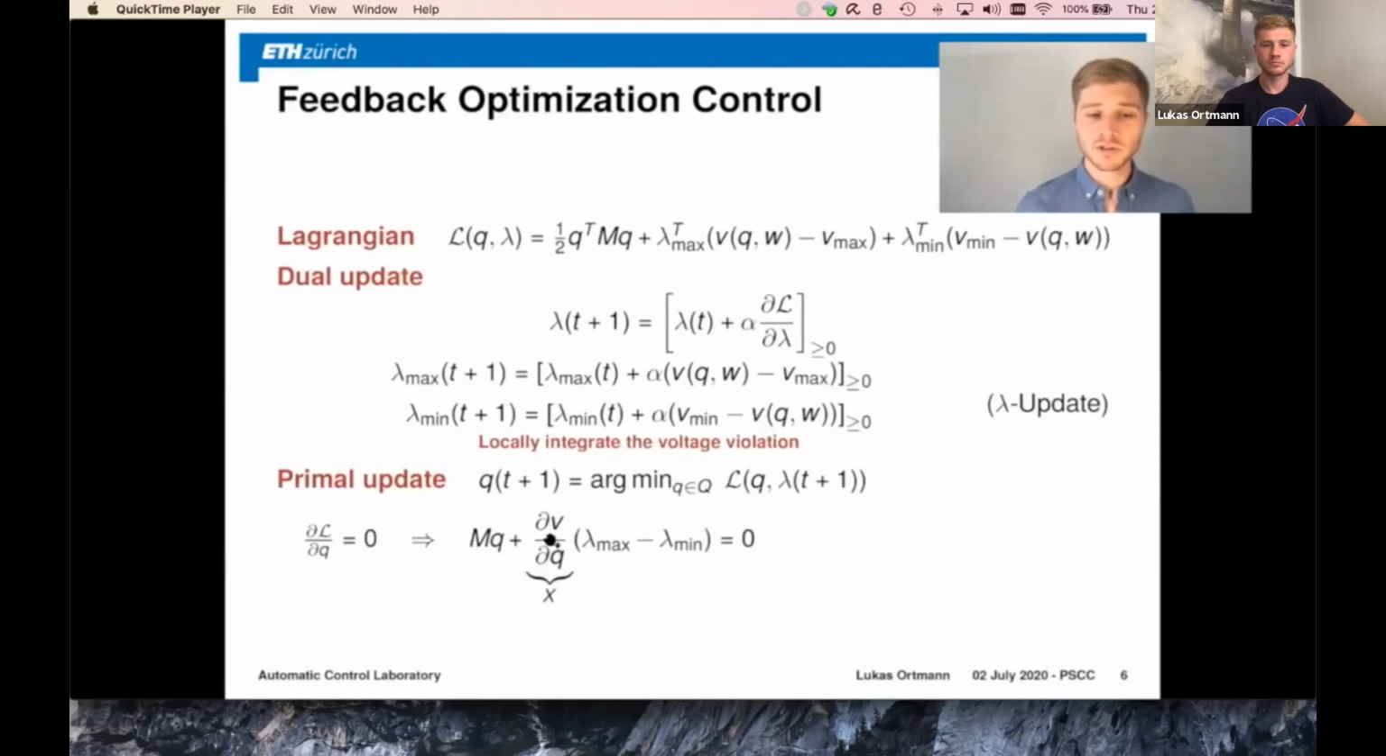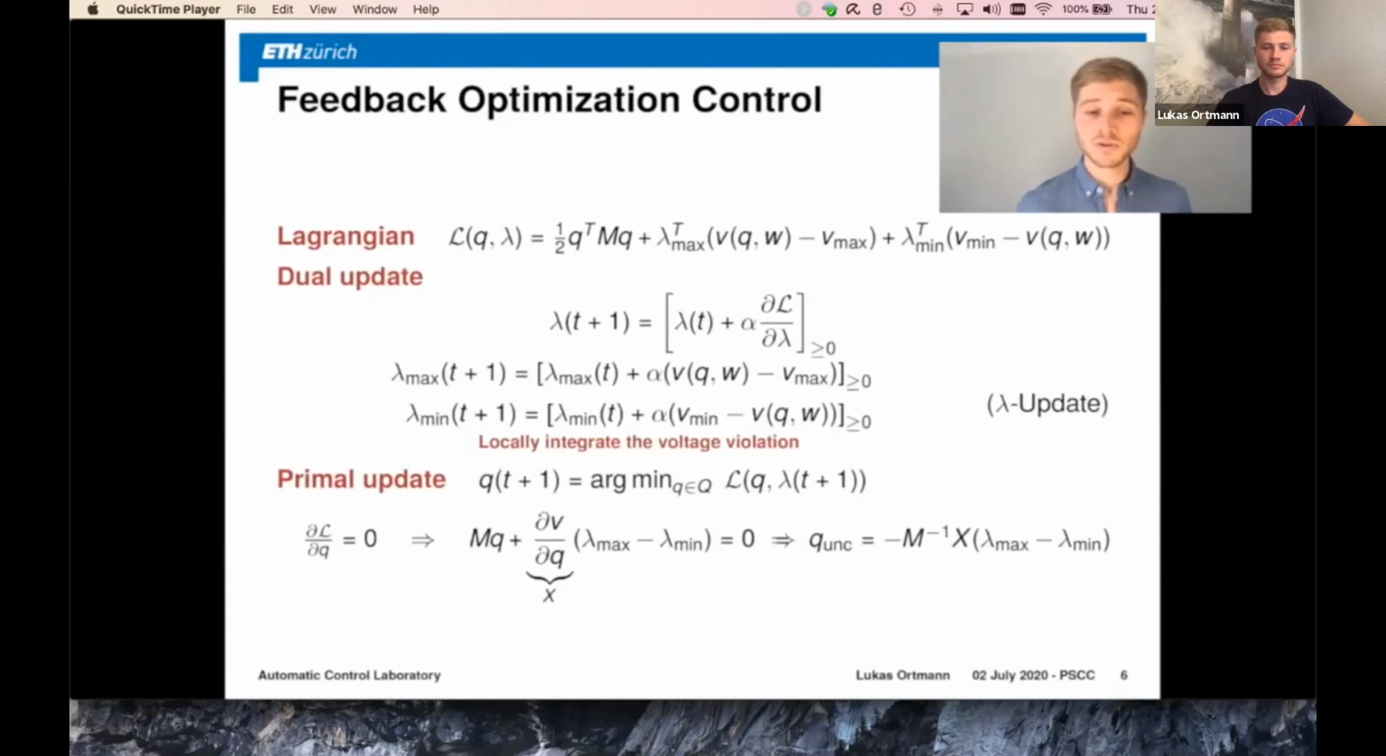And here we need to take the partial derivative of the voltage with respect to the reactive power. This is a nonlinear equation, but we're just going to assume that we can approximate this with a constant matrix X. And if we do that, then we can calculate the unconstrained Q like this. Why unconstrained? Because up until now, we ignored this constraint that Q needs to be inside Q. So all the reactive power set points that we calculate are supposed to be inside the capabilities of the inverters.